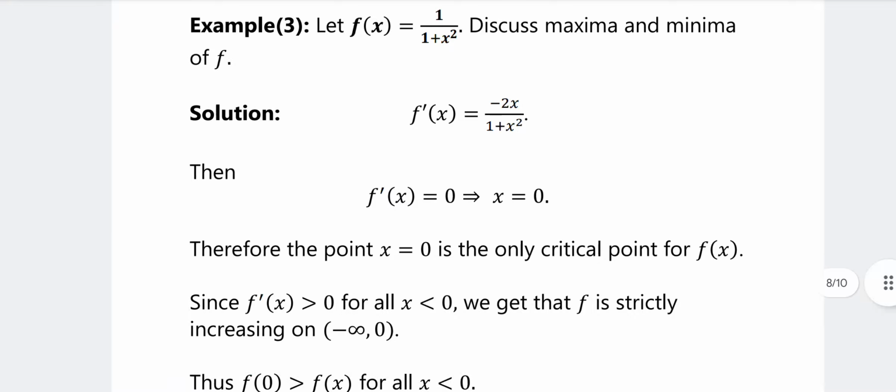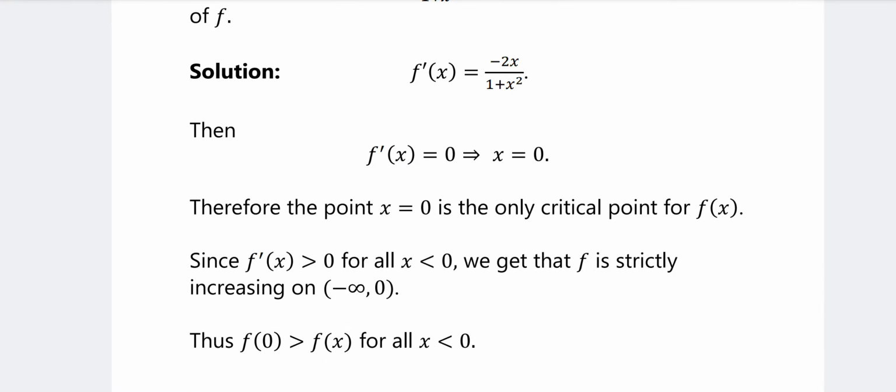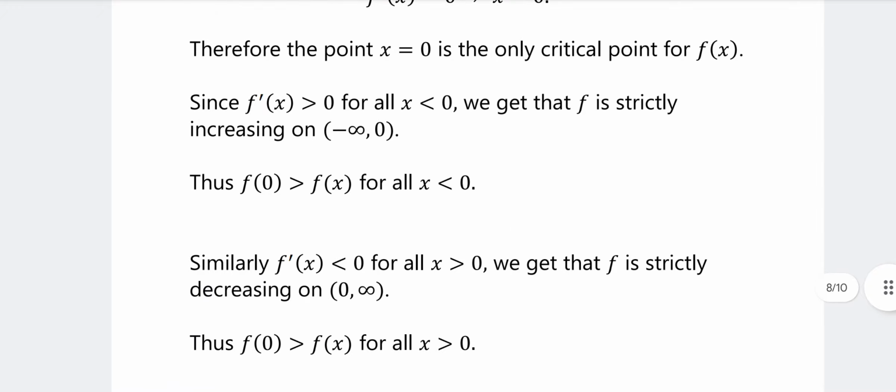So the derivative of f is greater than 0 for all x less than 0, because the minus sign is already there in the derivative. So we get that f is strictly increasing on minus infinity to 0. What is the meaning of this? It means f(0) is greater than f(x) for all x less than 0. Now similarly, f dash x is less than 0 for all x greater than 0. So f is strictly decreasing on the open interval 0 to infinity. It means f(0) is strictly greater than f(x) for all x greater than 0.